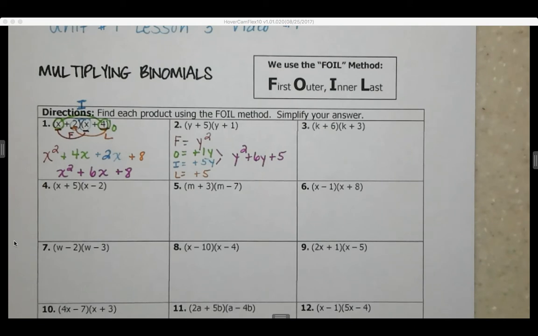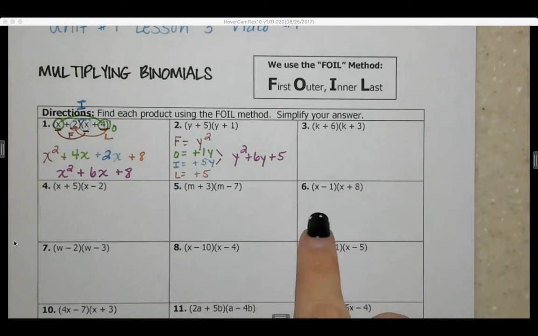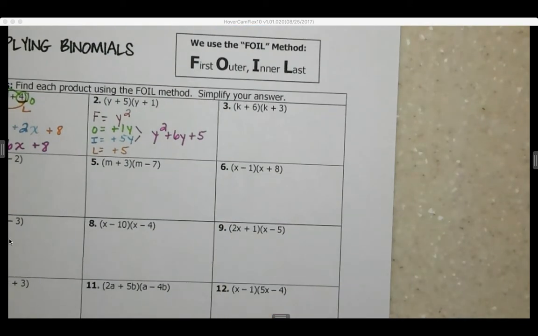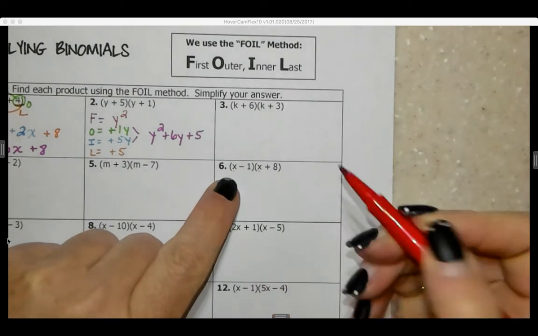Let's do some with negatives. Let's jump over here and grab number 6. Let's do that one. Here we go. First is x times x.